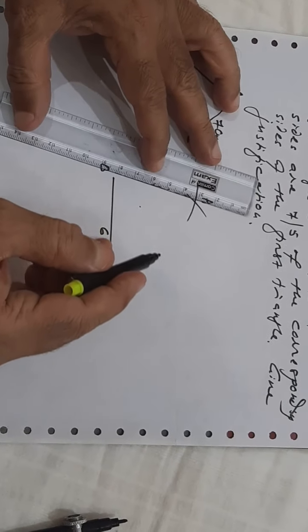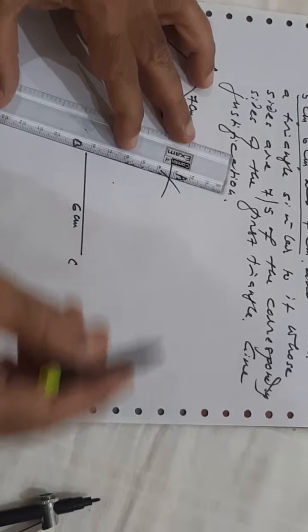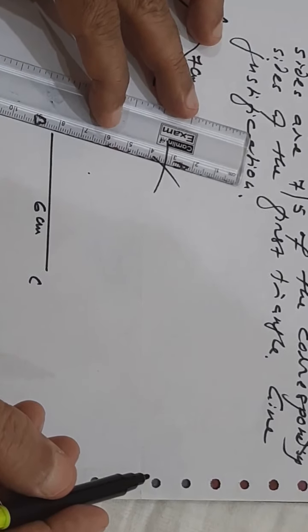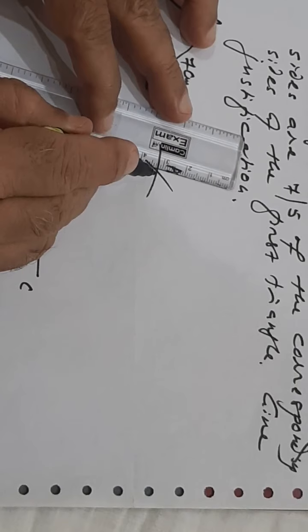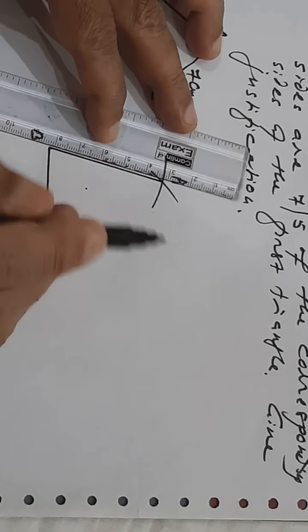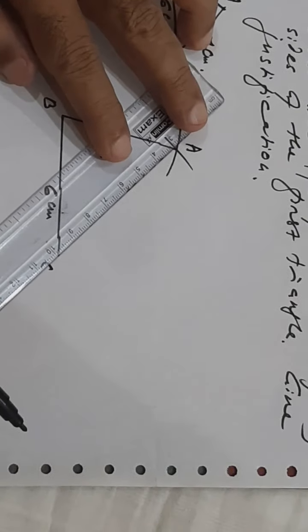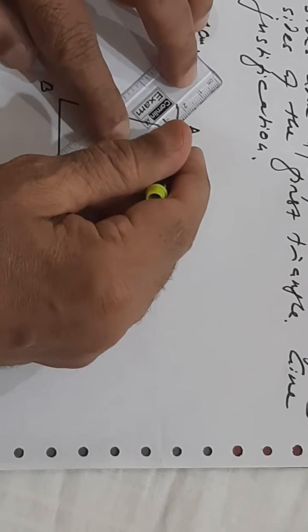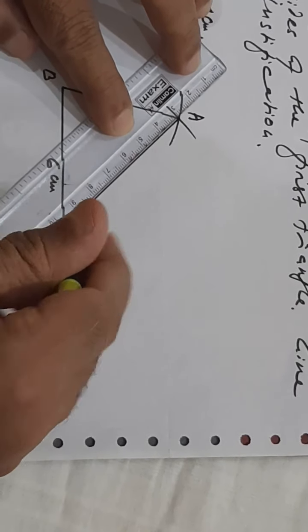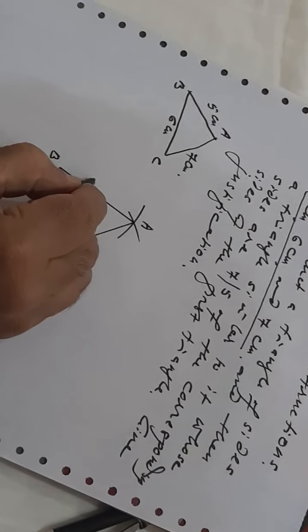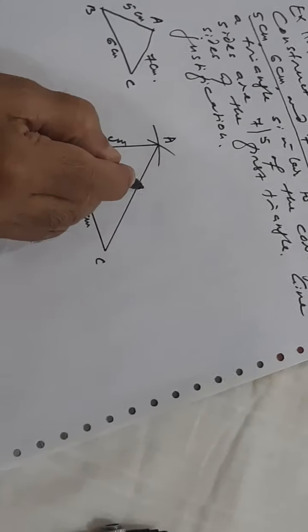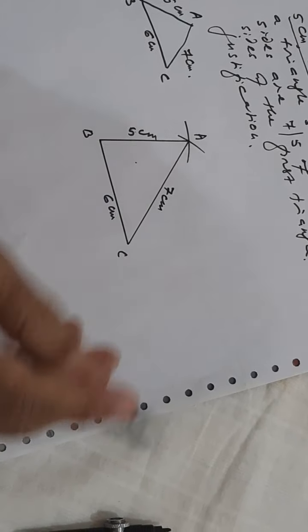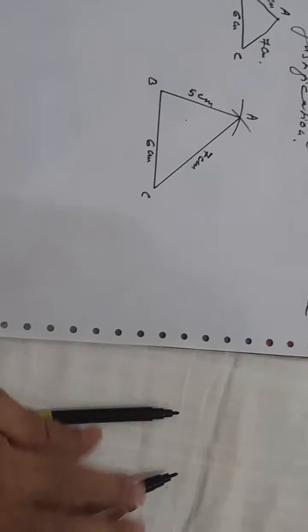Now draw a segment AB, and segment AC. Do it properly. Vertices should be clearly seen. Now we'll write this as 5 centimeter. AB is 5 centimeter and AC is 7 centimeter. Measurement should be shown. Okay.